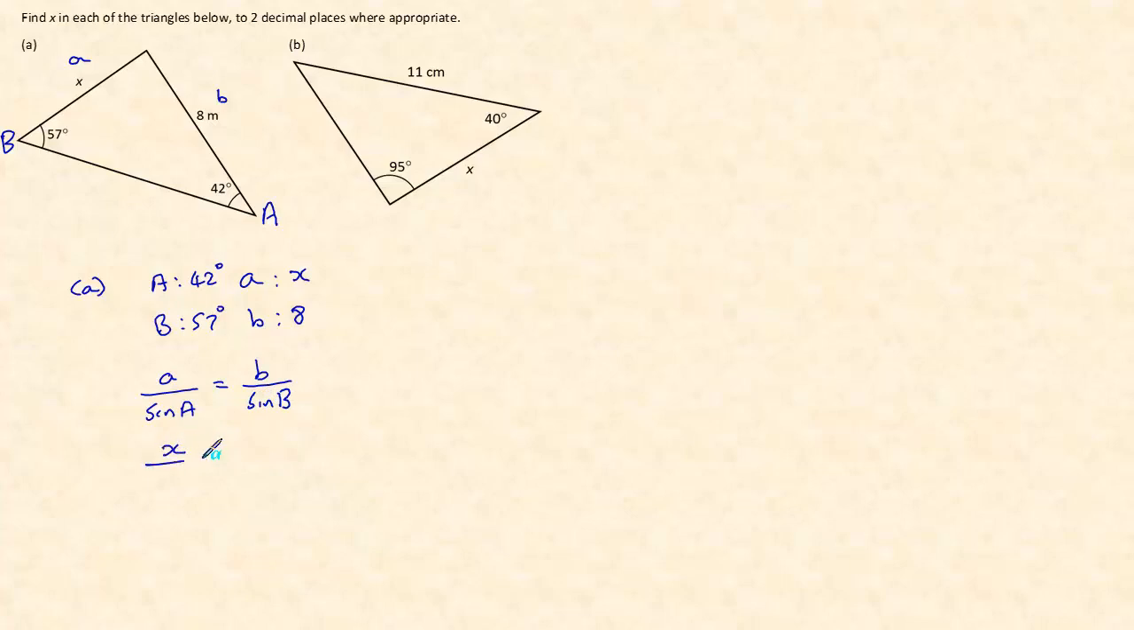So x over sine 42 degrees is equal to 8 over sine 57 degrees. Now you can just solve that on your calculator, or we could bring the sine 42 up over here and we have 8 times sine 42 degrees over sine 57 degrees. So we're just going to calculate that.